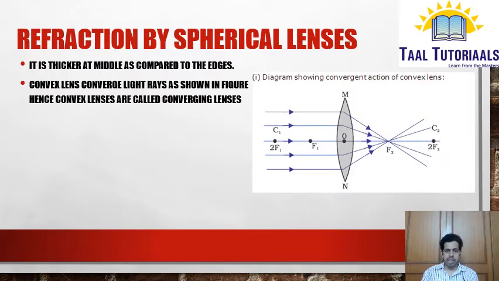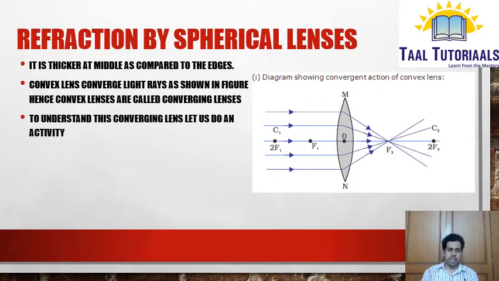If you see the point O, it is bulged outward when compared to points M and N. So M and N are the edges and O is the midpoint. So it is thicker at the middle and thinner at the edges. This type of lens we call a convex lens. To understand this converging lens, let us do an activity.